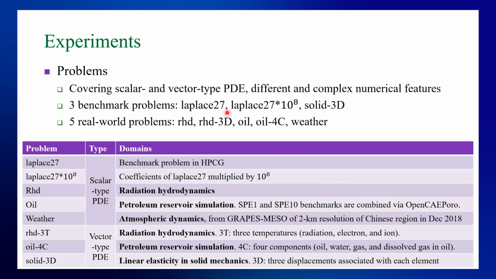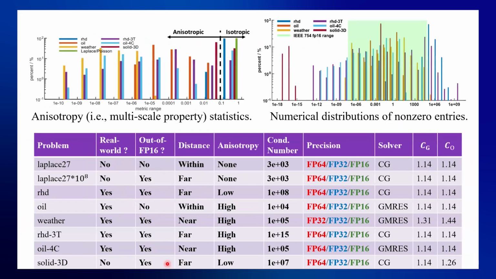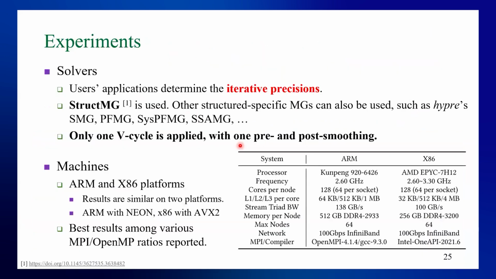We conduct evaluation of 8 problems covering scalar and vector type PDE, and covering different domains such as radiation, petroleum, atmospheric, and linear elasticity. These problems have distinct numerical features as summarized in this table, whether their range is out of FP16 range and how far they are away from the representable range of FP16 and how strong their anisotropy is. And our experiment is based on StrMG. This is a structural algorithm developed by our team, but the techniques in our research are universal and can also be applied in our AMGs.